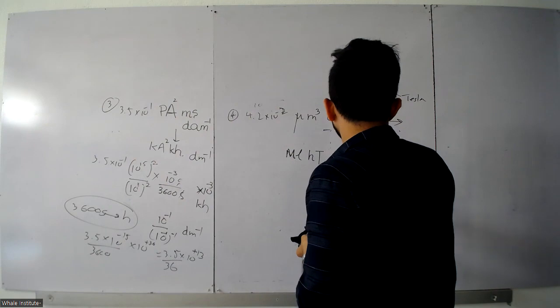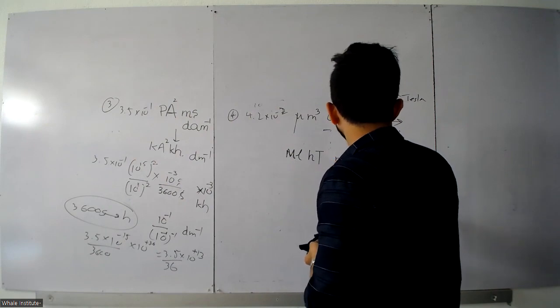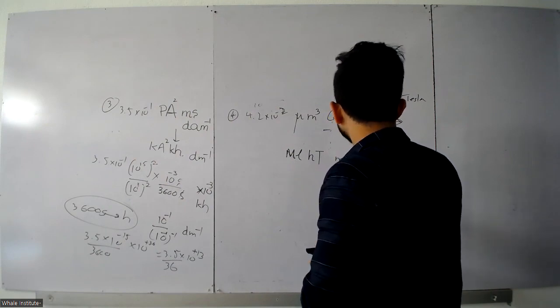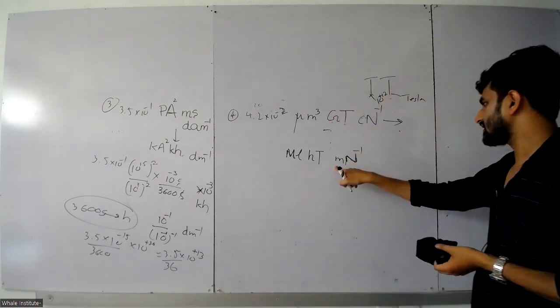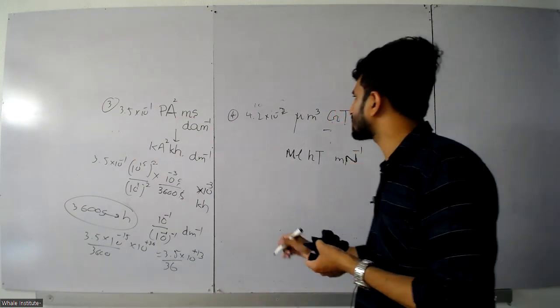Next I take per millinewton. It's Newton, centi, here is milli. I balloon conversion equal.